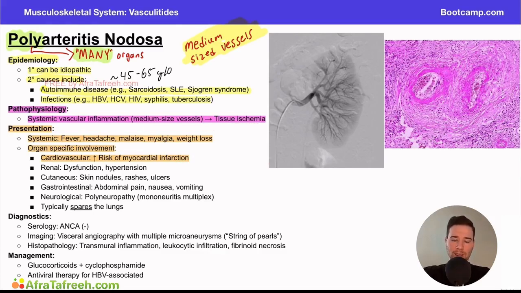Now, if we look at the next one, we can see a similar thing. Renal problems can occur. You can get renal dysfunction and even hypertension. Again, draw it back to the pathophysiology here.